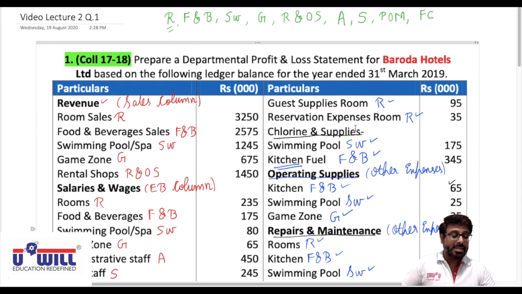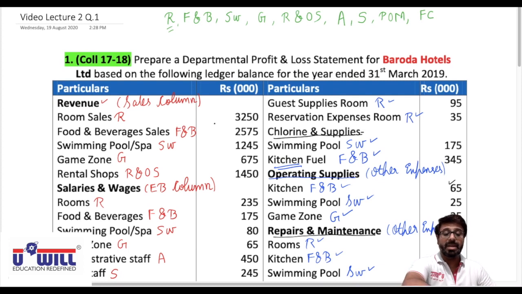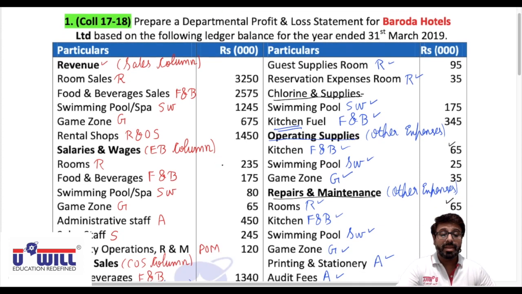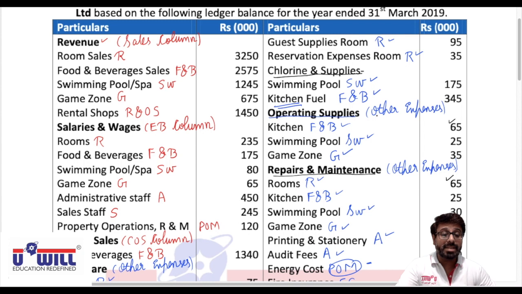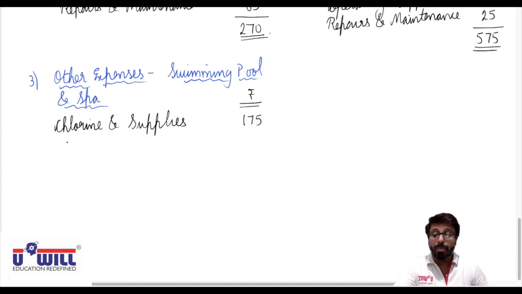Then after chlorine and supplies, which next item comes in the F&B category? See that properly. Operating supplies 65 is food, and then swimming pool is 25. Operating supplies of swimming pool 25. You all can see that.